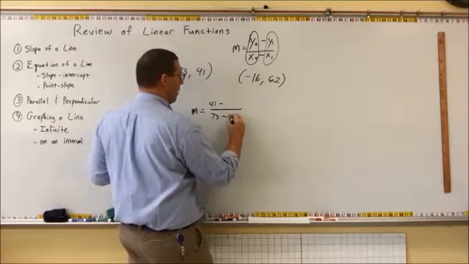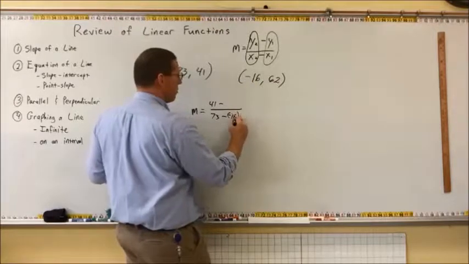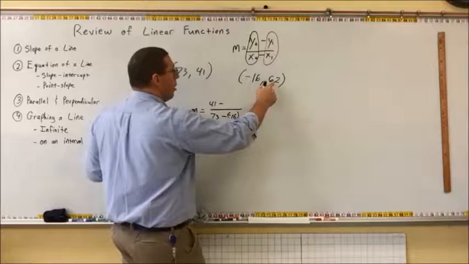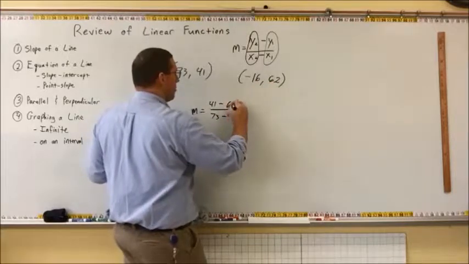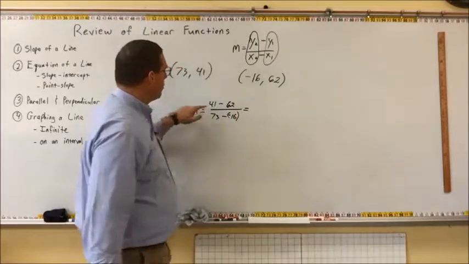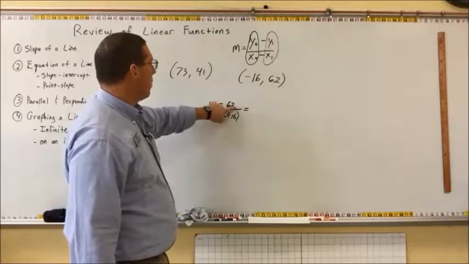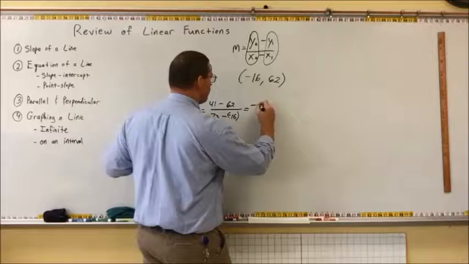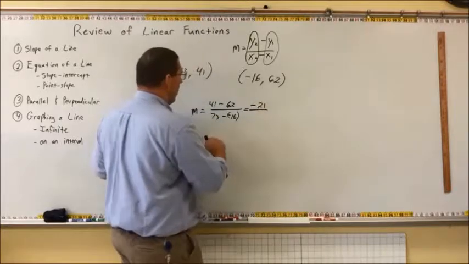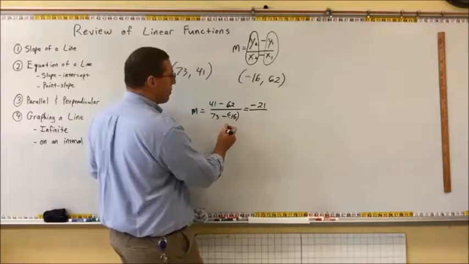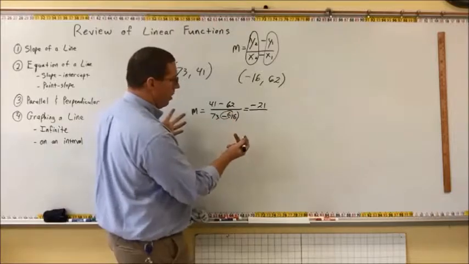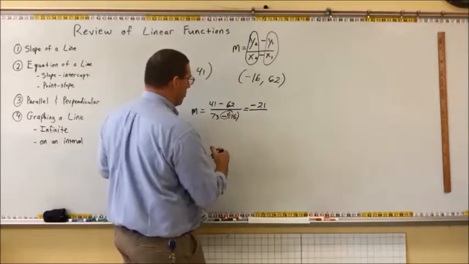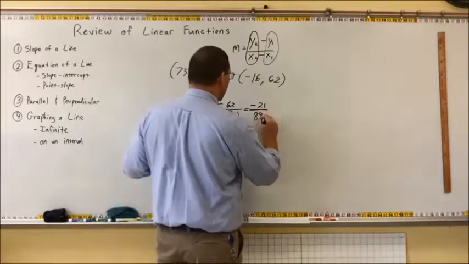x1 down here, negative 16. Put it in parentheses because it's a negative number. And then y1 we'll put right here, 62. Okay, watch what's going to happen. So 41 minus 62, right, is negative 21. Negative 21 over, and then 73 minus negative 16, well, minus negative, that means plus, right? We're adding. So 73 plus 16 is 89, right?